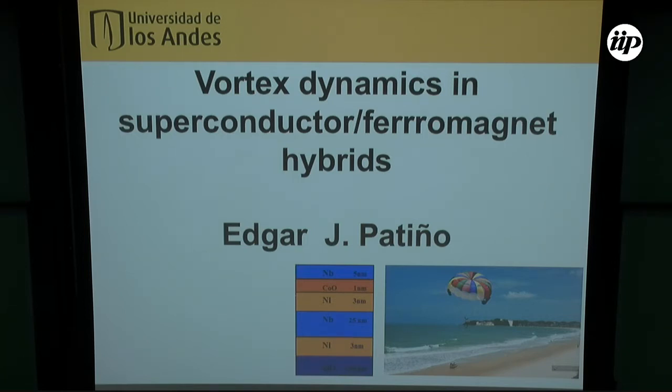The main topic of this is superconductor ferromagnet structures.